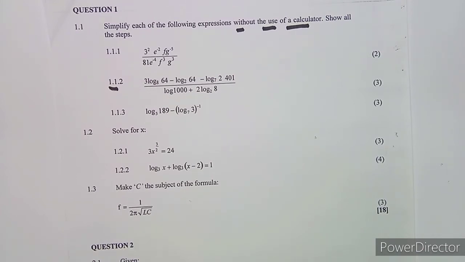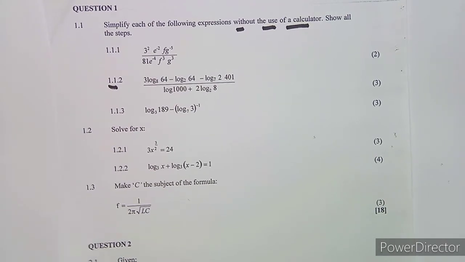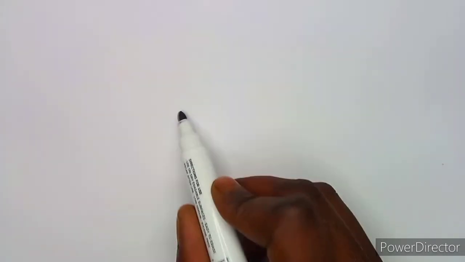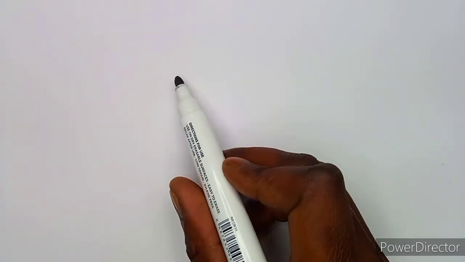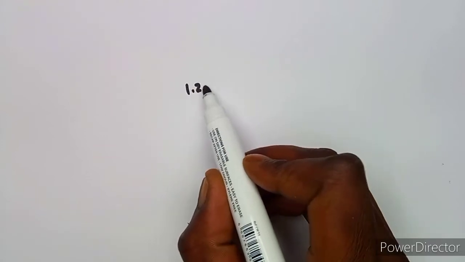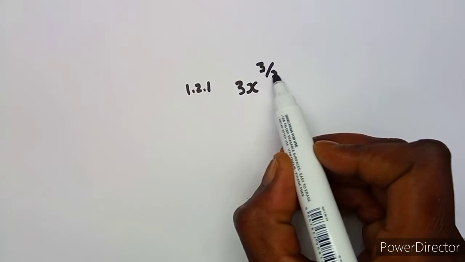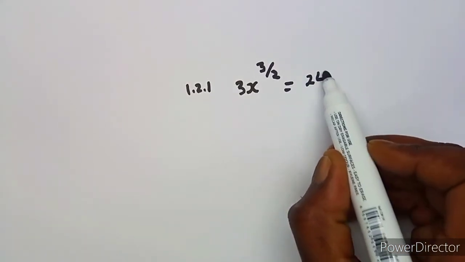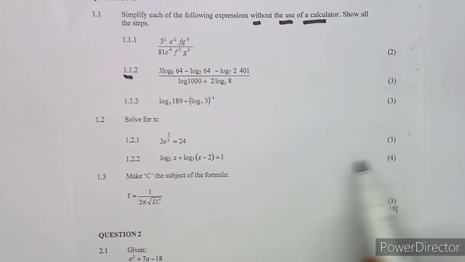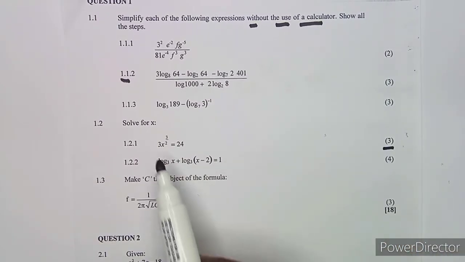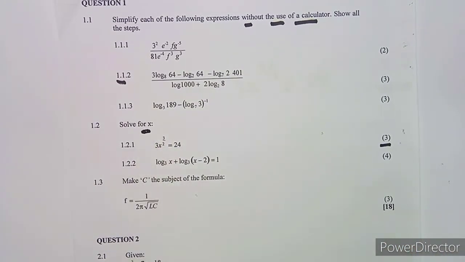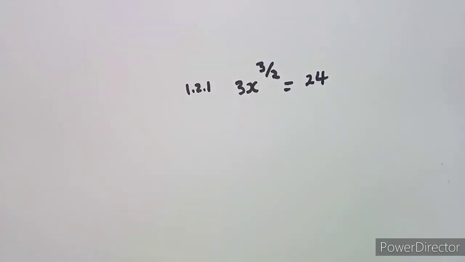Okay, the other one, it's 1.21, which is 3x to the exponent of 3 over 2 is equal to 24, like this. All right, so there we've got 3 marks to solve for x. This time we are asked to solve for x. So to solve is to find the value of the unknown, which is the x.